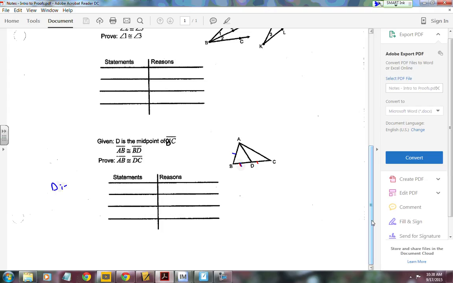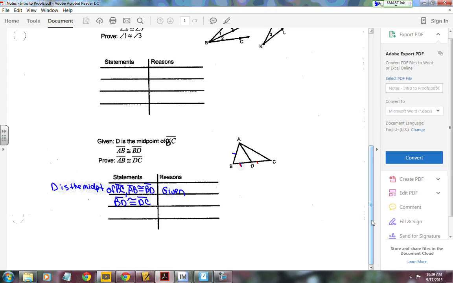That D is the midpoint of BC, and AB is congruent to BD, and that's given. All right, now from the fact that D is the midpoint of BC, what did we say we could get? Okay, BD is congruent to what? DC. And what was that by? Definition of bisector.